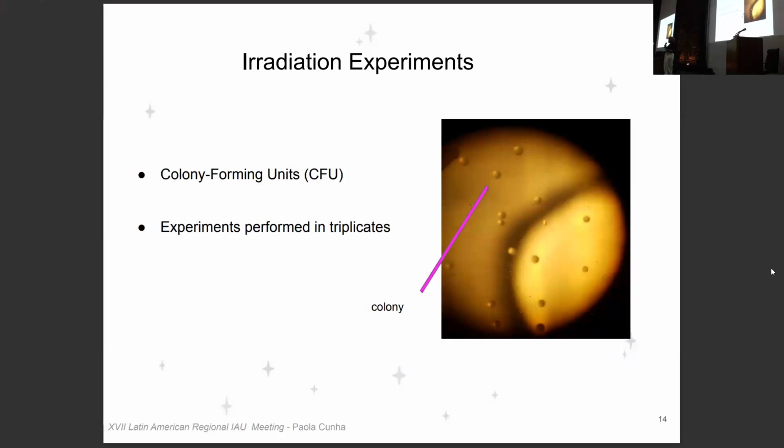After our experiments, to get our results, we used colony forming units. So here in this pic, we have a plate with my yeast and in the microscope. Every dot here is a colony, so we count the colonies, where there are viable cells, and then we get our results. And our experiments were performed in triplicates.